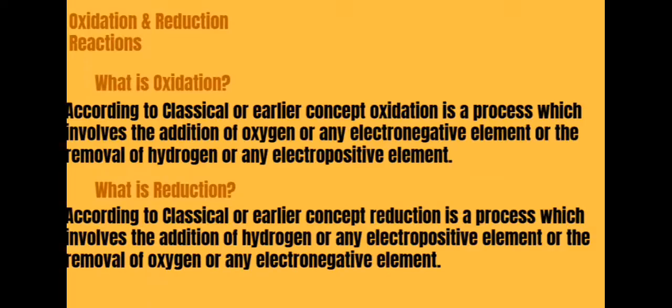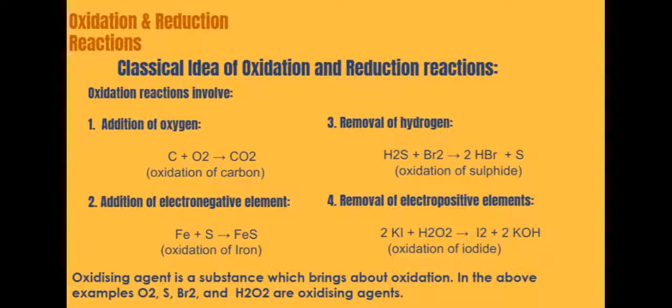Oxidation and reduction reaction. So first is, what is oxidation? Oxidation is the process which involves the addition of oxygen or any electronegative element or the removal of hydrogen or any electropositive element. Next is, what is reduction? Reduction is a process which involves the addition of hydrogen or any electropositive element or the removal of oxygen or any electronegative element. To understand more of this, here are the classical ideas of oxidation and reduction reaction.